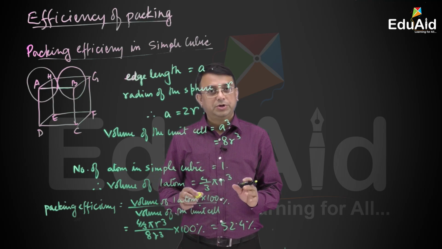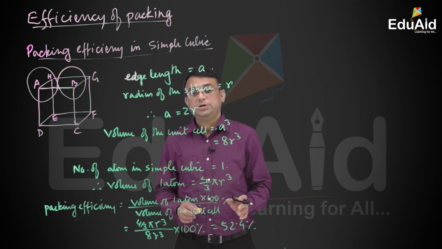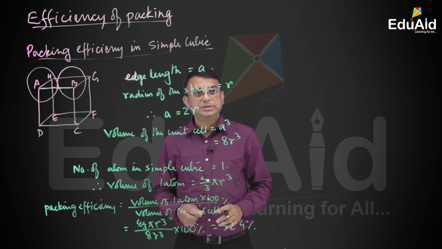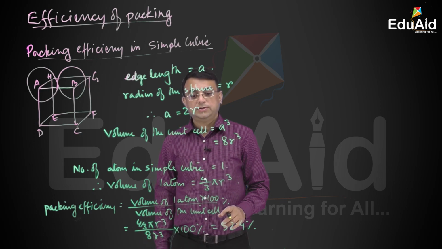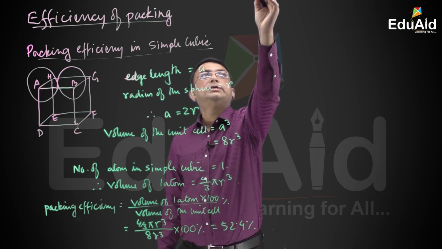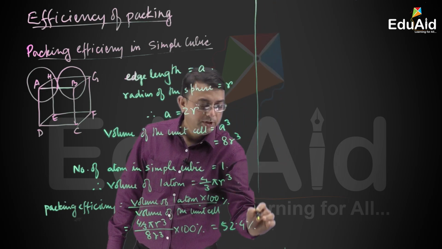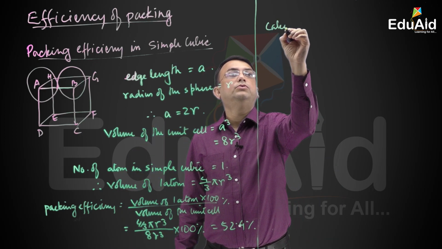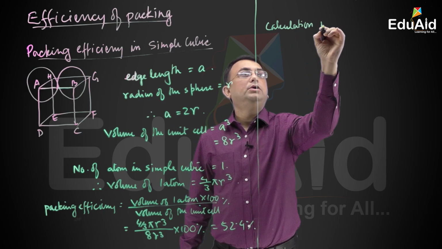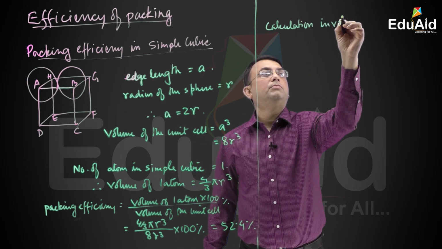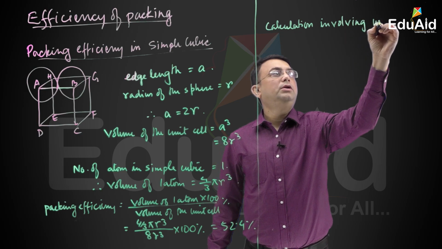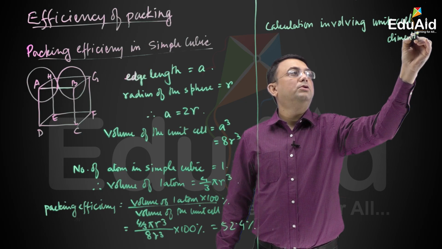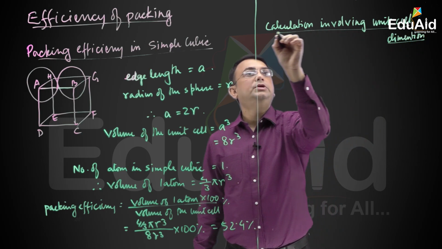There will be a question on how to calculate the efficiency of packing either in the FCC case or in the BCC case or primitive case. Okay, there is one more part we need to discuss here, that is calculation involving unit cell dimension.